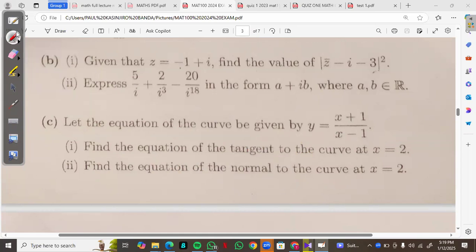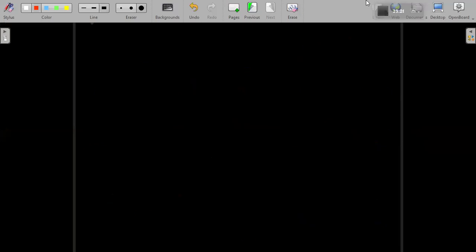So you have Z equal to -1 plus i. Then they're saying find the value of the modulus of Z bar minus i minus 3, then there's a squared there. How are we going to solve this question? This question is not hard. We've been given that our complex number Z is equal to -1 plus i. Then we're told to find the value of the modulus of Z bar minus i minus 3, squared.